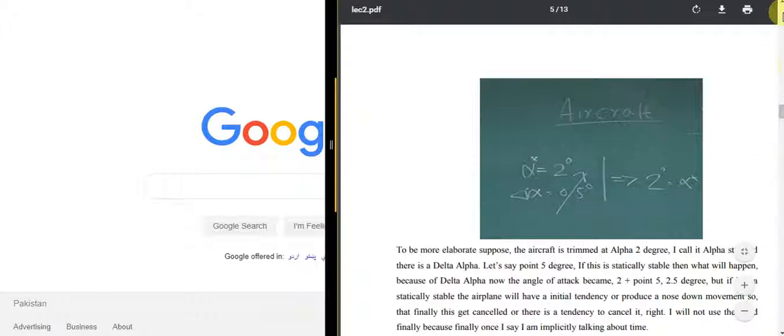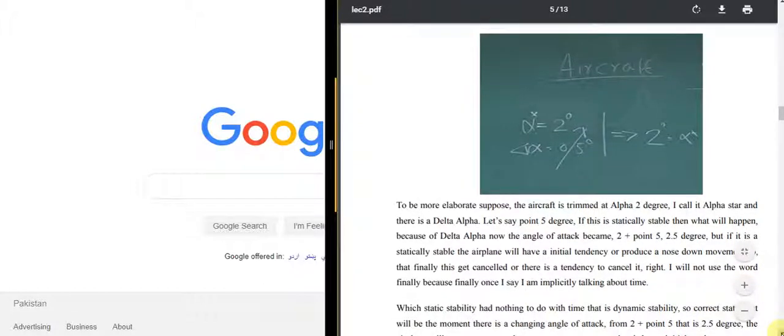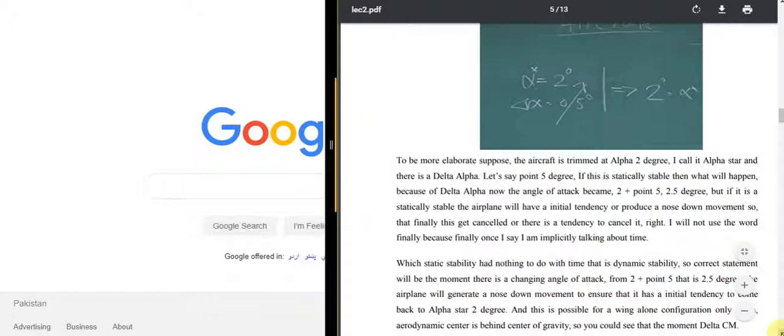To be more elaborate, suppose the aircraft is trimmed at alpha 2 degrees. I call it alpha star, and there is a delta alpha, let's say about 0.5 degree. If it is statically stable, then what will happen? Because of delta alpha, the angle of attack became 2 plus 0.5, that is 2.5 degrees. But if it is statically stable, the aeroplane will have an initial tendency to produce a nose down moment, so that this gets cancelled, or there is a tendency to cancel it, right?